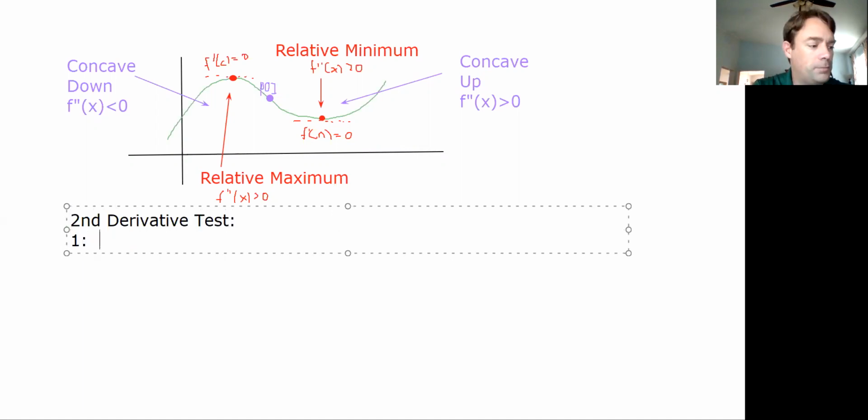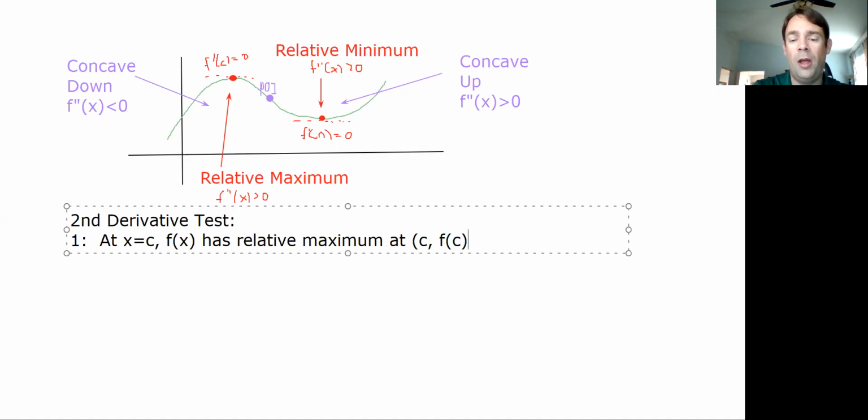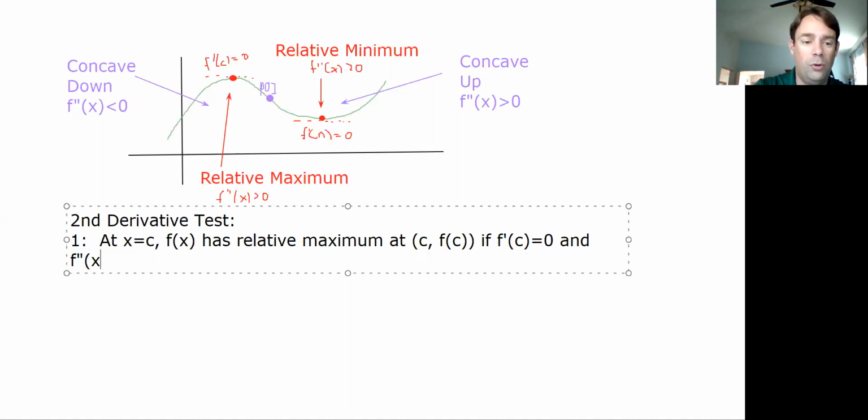So first part: at some value c, f of x has a relative maximum at that point c. Again, remember, absolute extrema is a value, a function value, while relative extrema and points of inflection are points, locations. So back to our problem. At x equals c, f of x will have a relative maximum at that point if the first derivative equals 0 and the second derivative is less than 0.